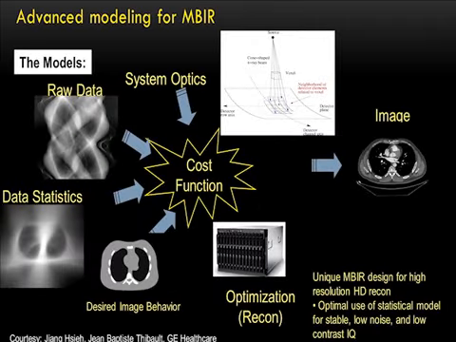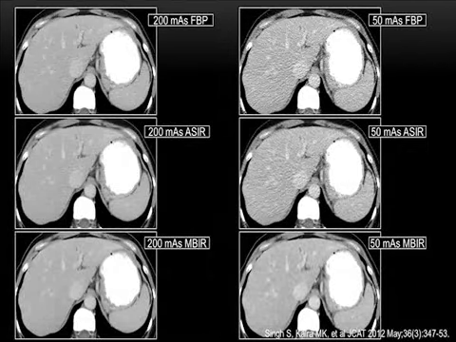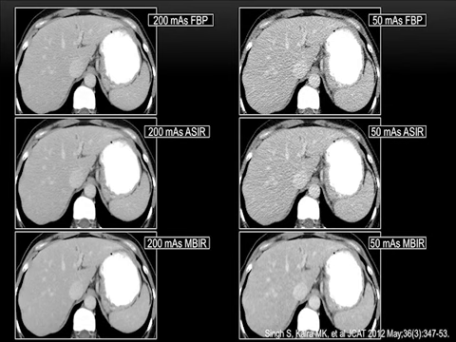I have a few more minutes to discuss quickly about the MBIR, which is this technique from GE, the fully IR. It includes the system optics information, the statistical models, and the desired image behavior. It's got some regularization term over here to generate the final image. And let's see how MBIR affects an abdominal CT.